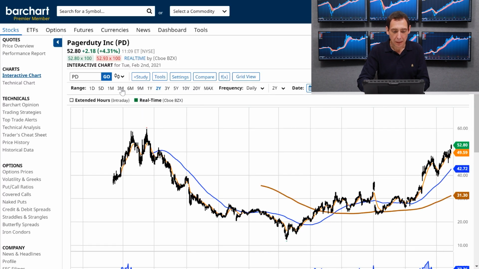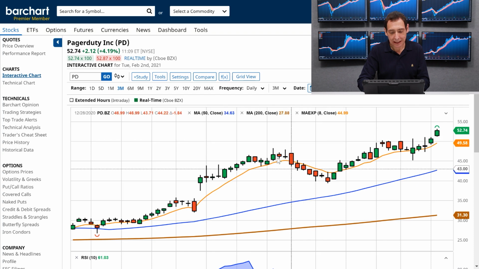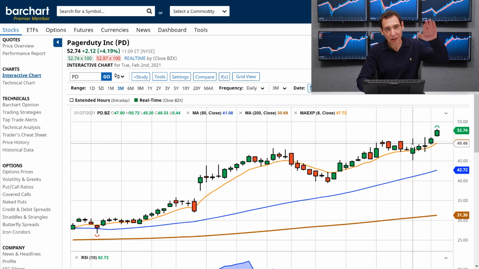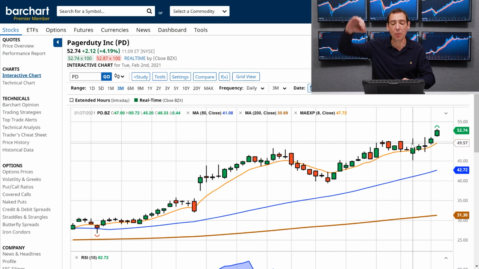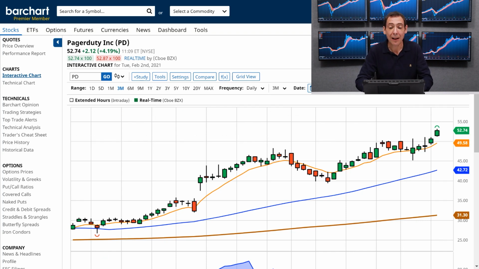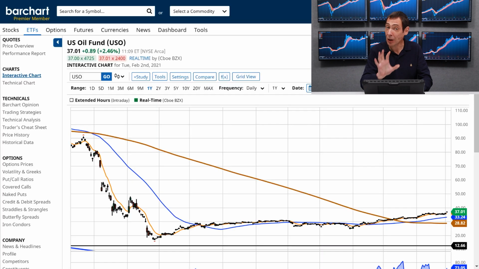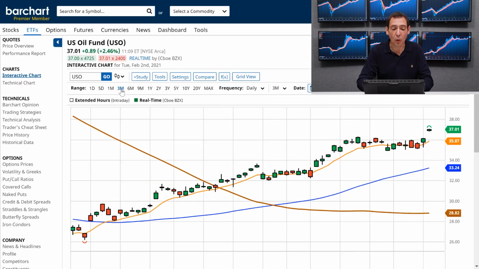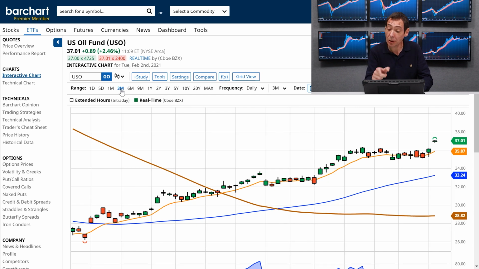PD. Look at the three-month range. See that? Nice flowy sideways trading action, and then it breaks out. It gives the stock some congestion and consolidation before the breakout. And the most speculative one, the one you've got to be really careful with, is USO. That's following oil, but in the short term it's showing a good breakout.